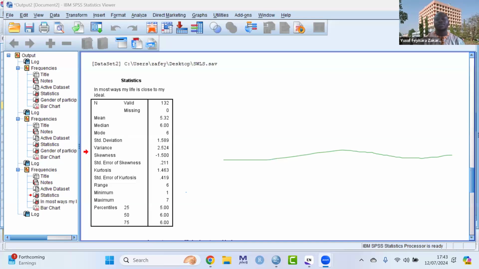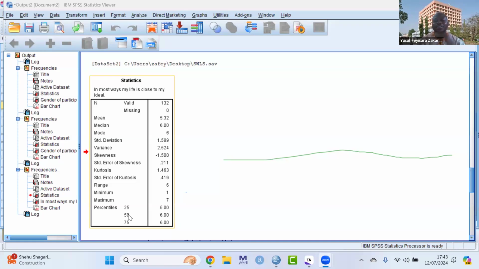Let's put it in the chat. The 25th percentile equals the first quartile. So the first quartile equals 5. The second quartile is the same as the 50th percentile.